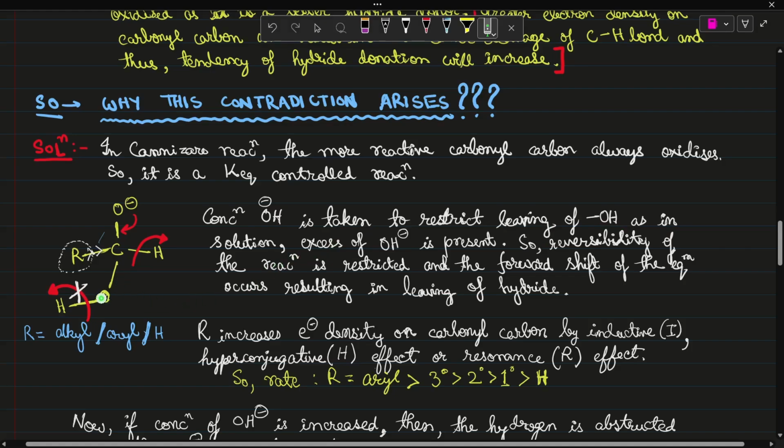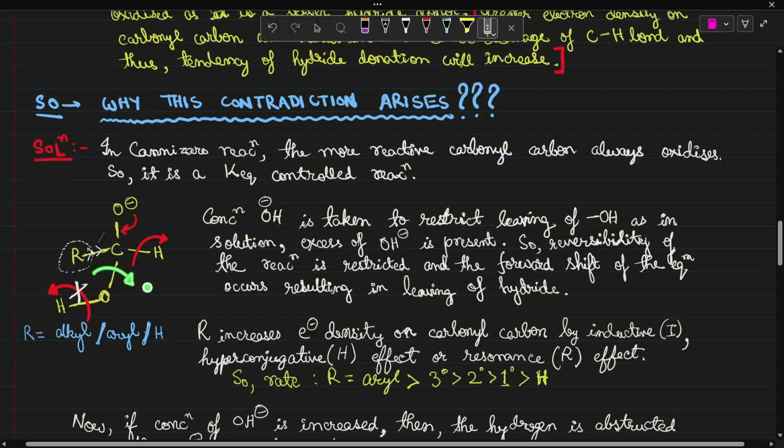So obviously, when this minus comes back down here, the step reverses. The first tendency, the leaving tendency, is of this OH minus, because it is a much better leaving group than a hydride, right? Hydride is a very poor leaving group. OH minus is a great leaving group. So when it reverses back, the natural tendency should be the leaving of this group, right?